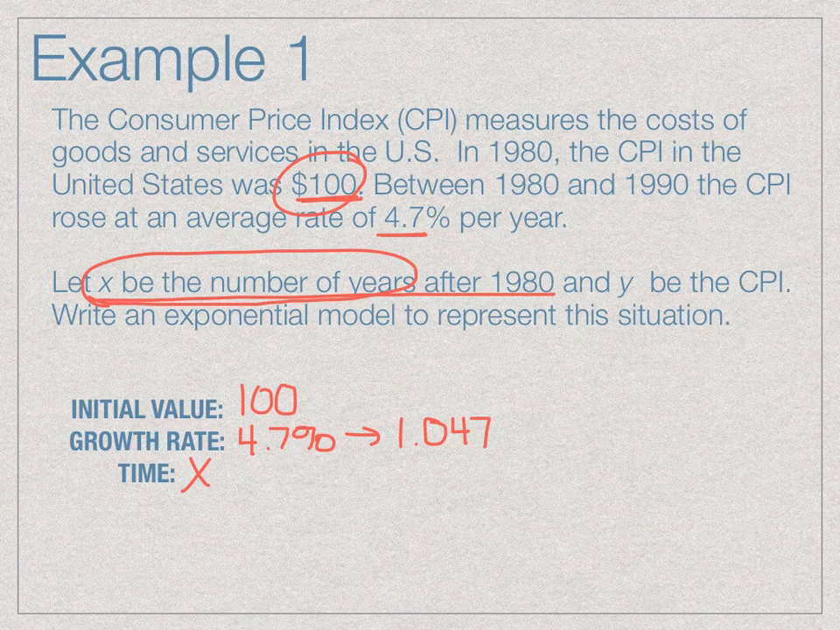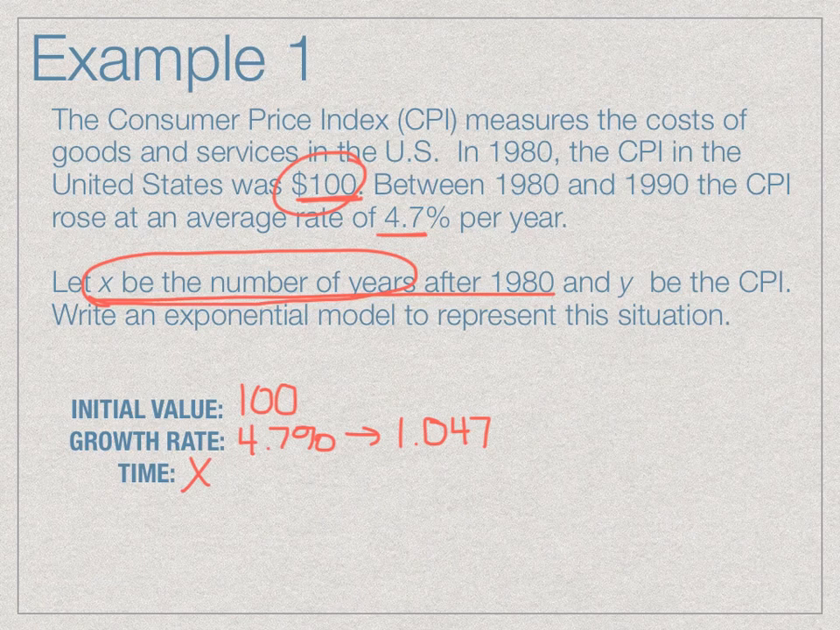Now don't let this mess you up, because I see some people look at this and say, oh, well, the time is 10 years because it's from 1980 to 1990. This is really just telling you that this particular growth factor was calculated between 1980 and 1990. So if you go past 1990, we're not totally sure that growth rate stays the same. Okay, but we can still use this to make a projection.